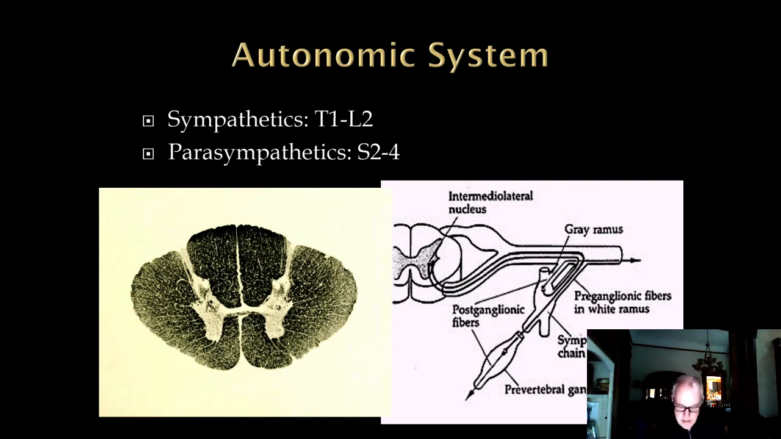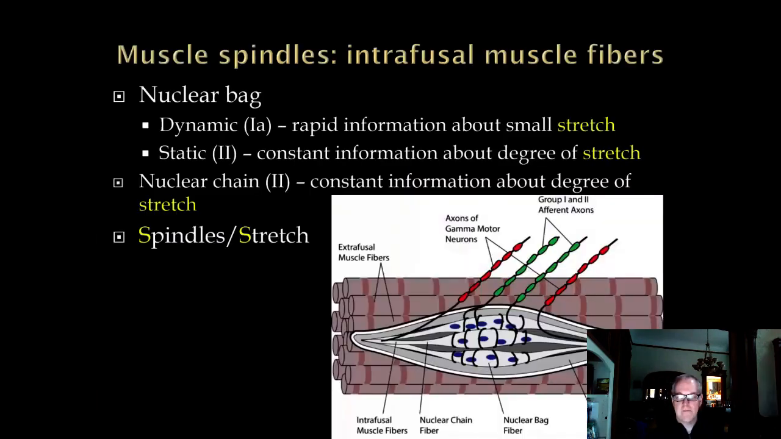Okay, I just wanted to make a point here about our autonomic system in terms of location. All right, so we said T1 to L2, we have the preganglionic sympathetics. Well, the parasympathetics are in a similar location, but down in the sacral spinal cord from S2 to 4.